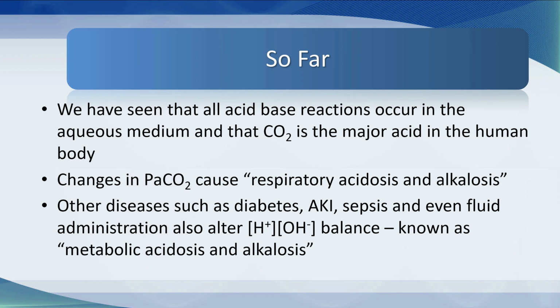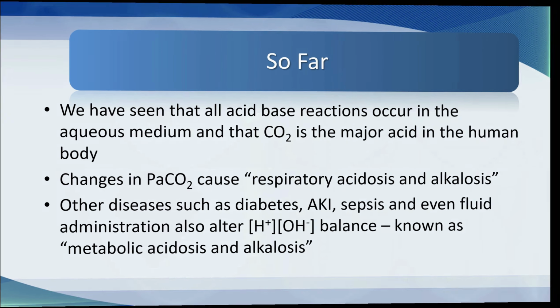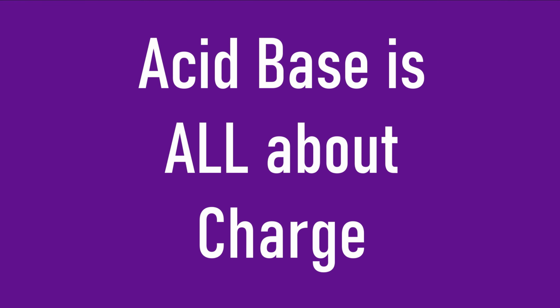There is an entire other spectrum of disease that affects acid base. And these are diseases like diabetes, acute kidney injury, sepsis, trauma, and even fluid resuscitation. And what they do is they generate compounds that dissociate and then have an impact on hydrogen to hydroxyl balance in the body. And these are known as metabolic acidoses and metabolic alkaloses. Key to understand the metabolic component of acid base is that you need to understand what charge is.